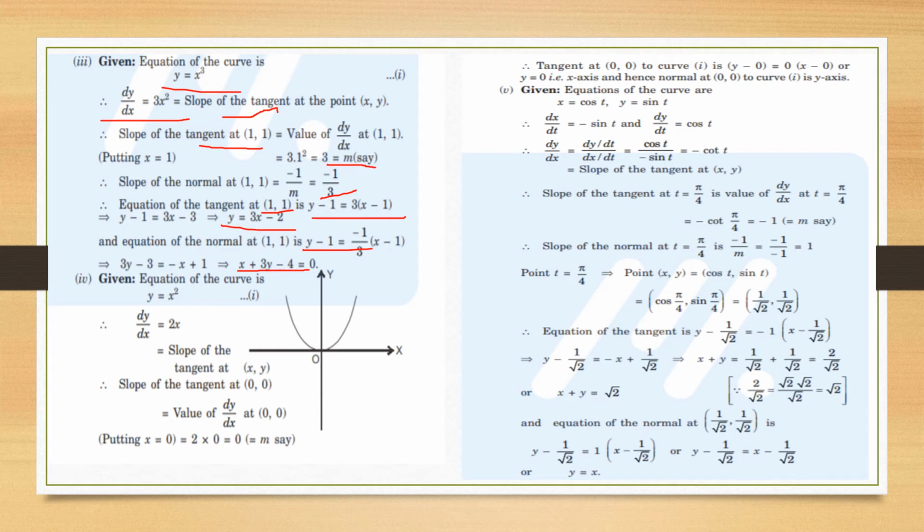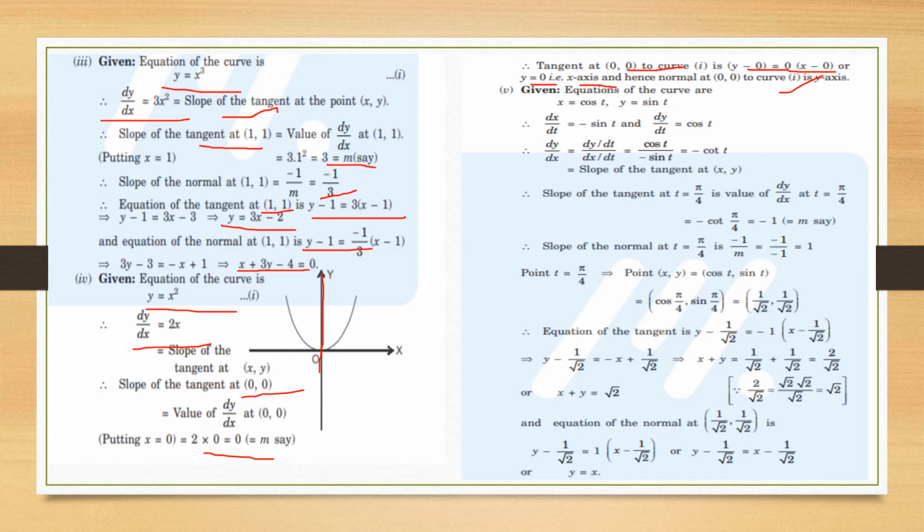Similarly, for this, the derivative is 2x. Now at point 0, 0, the value of derivative is 0. Okay. So tangent at 0, 0 to the curve will be y minus 0 equal to 0 times x minus 0, or it is y equal to 0. That is the x-axis itself. See, you can see from here, this is an upward parabola. So here the tangent is x-axis itself, and hence who is the normal? Here normal is perpendicular to tangent, so y-axis itself is the normal.